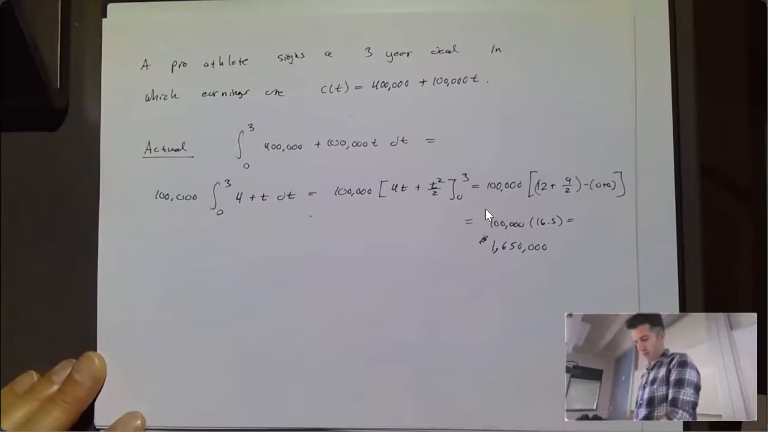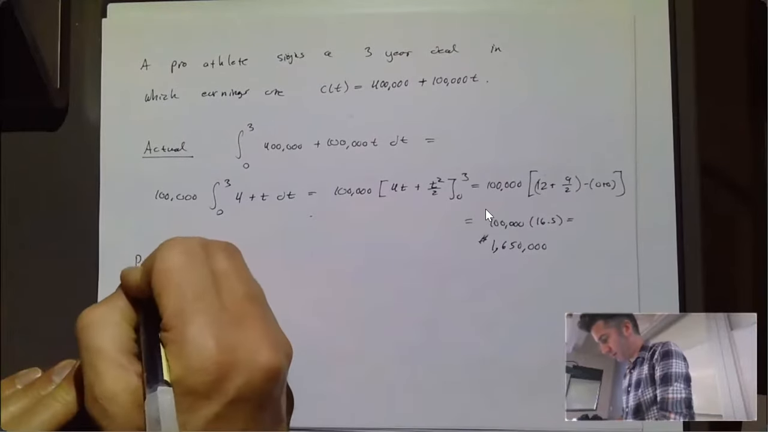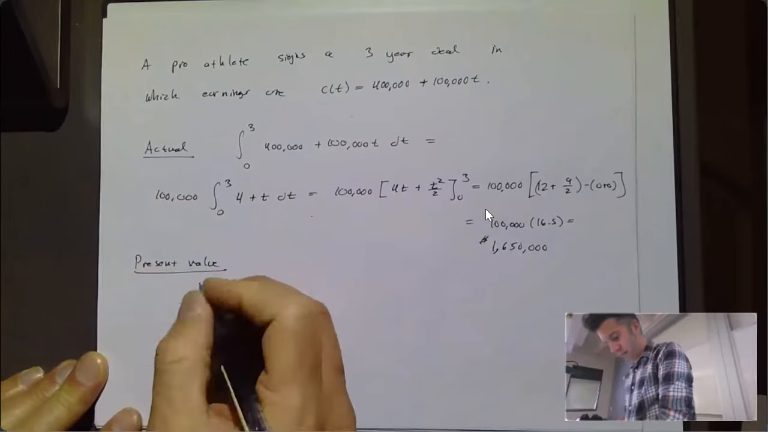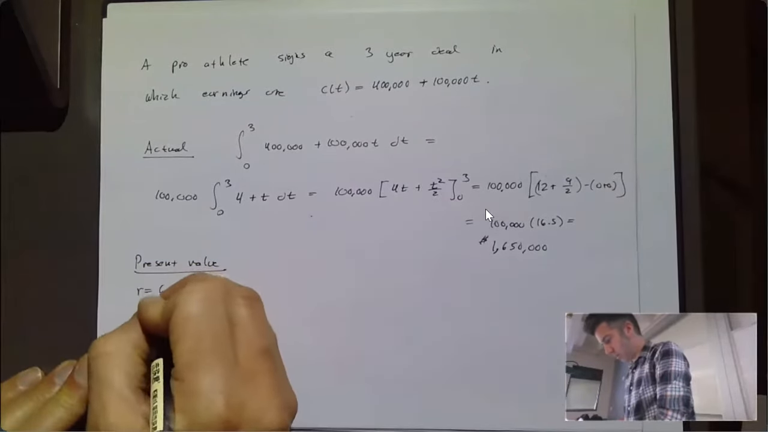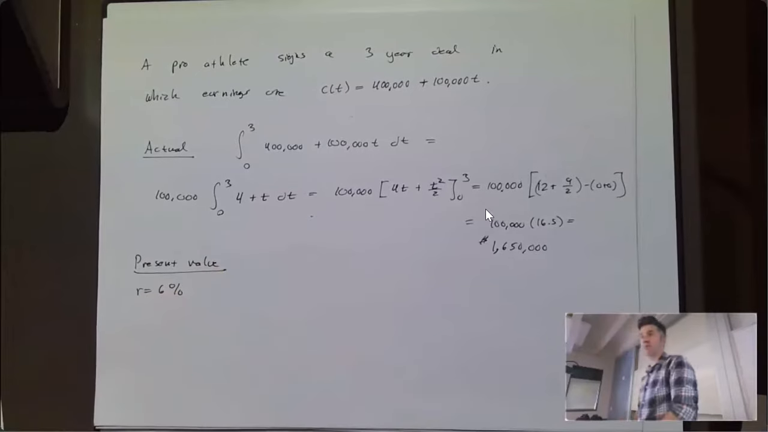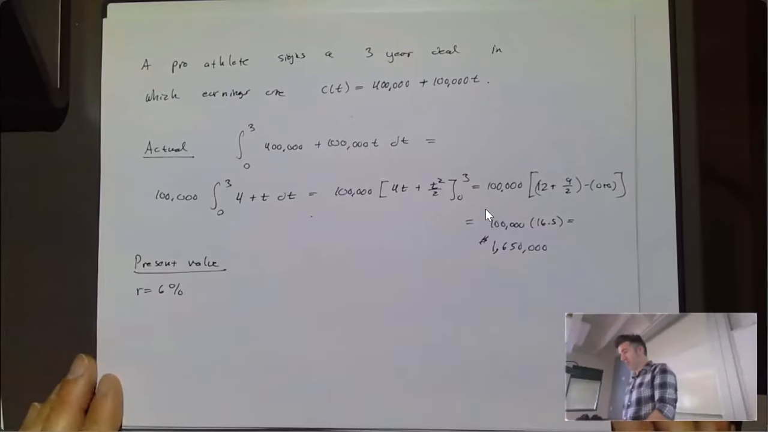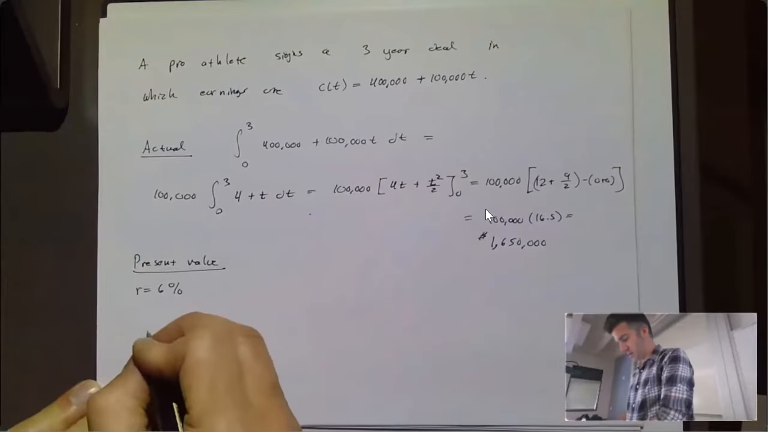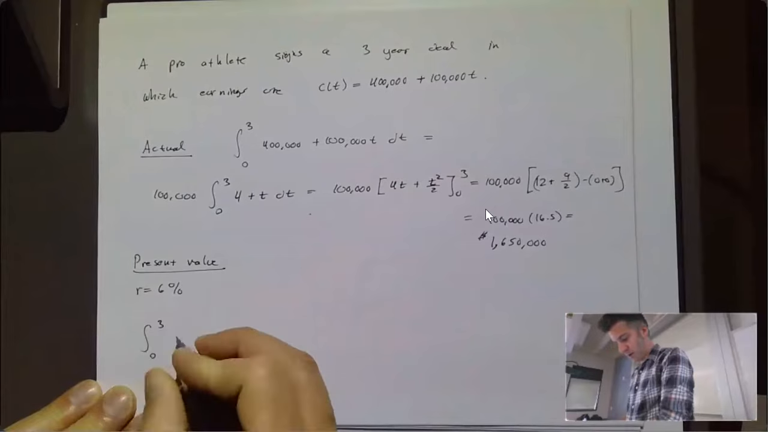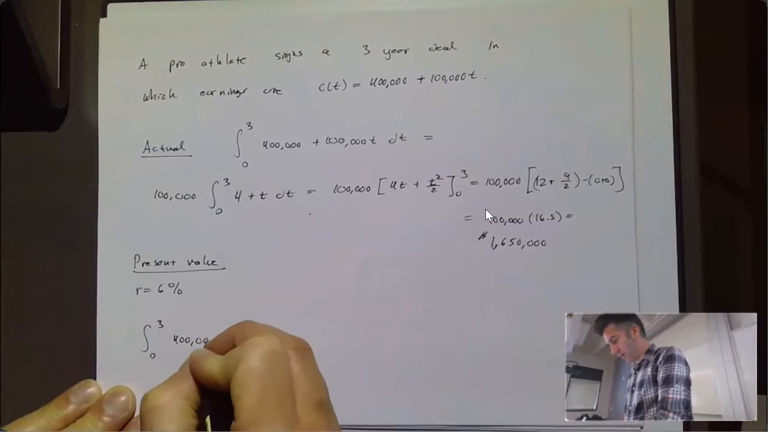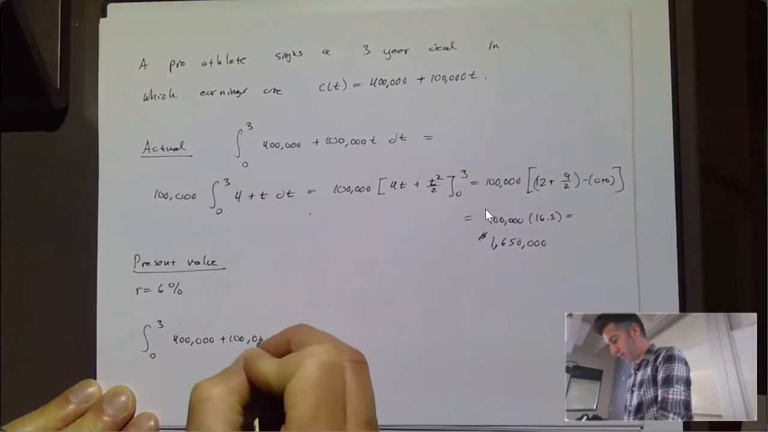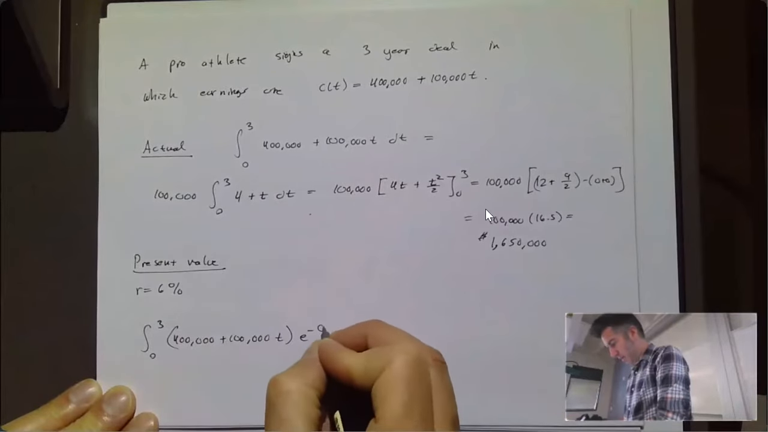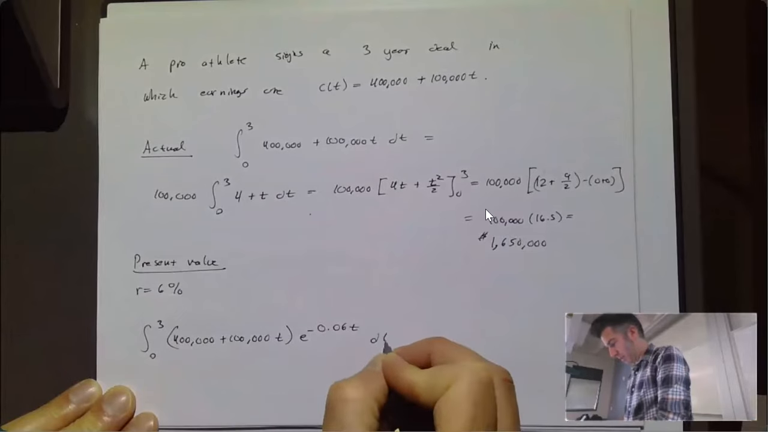And then, of course, we have the present value. Let's find the present value, assuming that inflation is 6%, which is lower than it actually currently is. So then we would do this calculation, the integral from 0 to 3 of 400,000 plus 100,000 t times e to the negative 0.06 t dt.